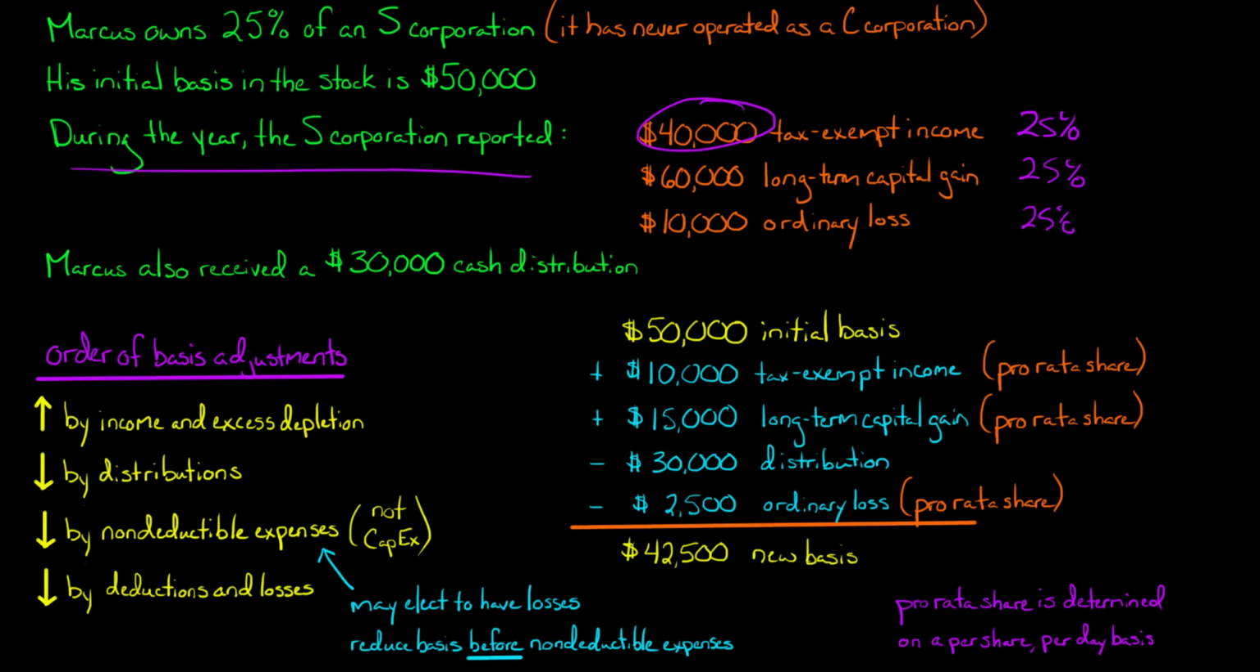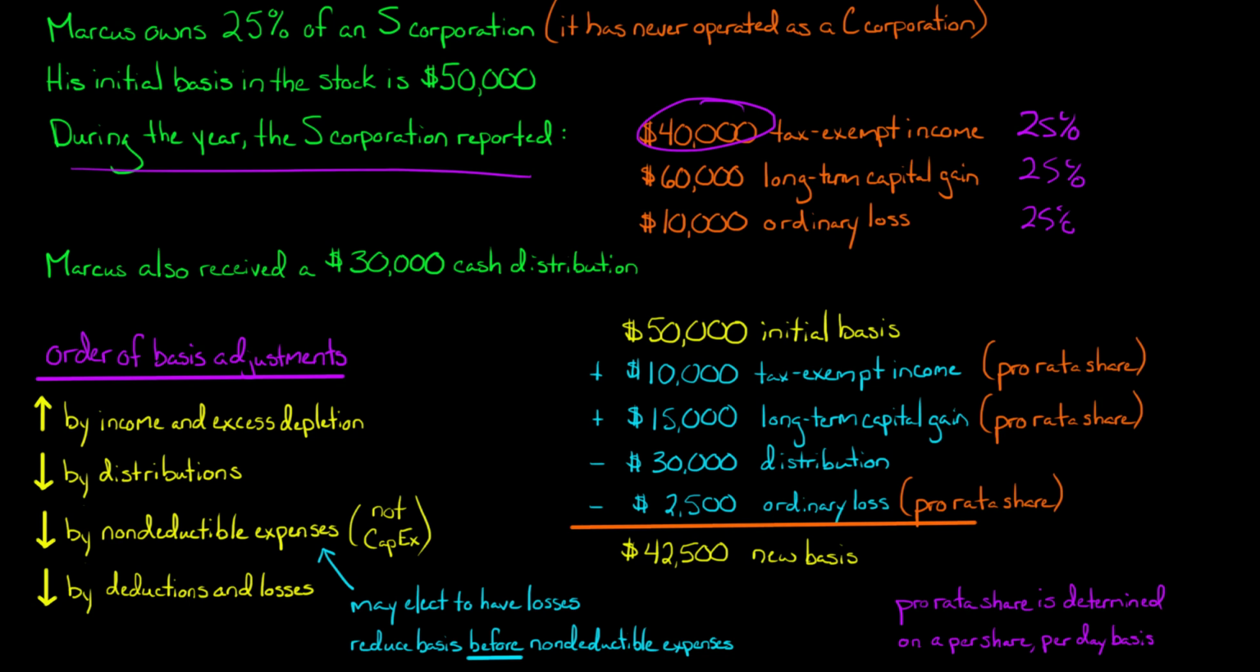Now, we also have Marcus receiving a $30,000 cash distribution. That is going to reduce his basis, so we reduce the basis by $30,000. Then we've got the share of the ordinary loss, 25% of the $10,000 loss, so we're going to have a $2,500 decrease in the basis for that. Now you see 50,000 plus 10,000 plus 15,000 minus 30,000 minus 2,500. We end up with a new basis of $42,500.